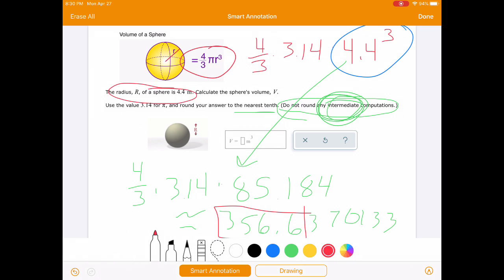The 3 tells us to keep it as 6 because it's less than 5. So we have 356.6 cubic meters. This is still volume. It sounds kind of weird to talk about how many cubes you can fit into a sphere, but that's exactly what we're doing. So this is cubic meters.